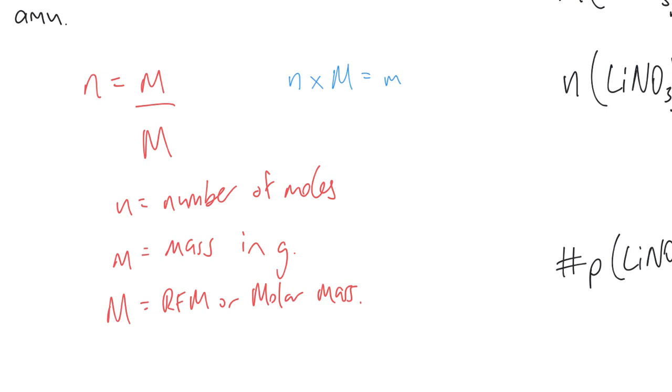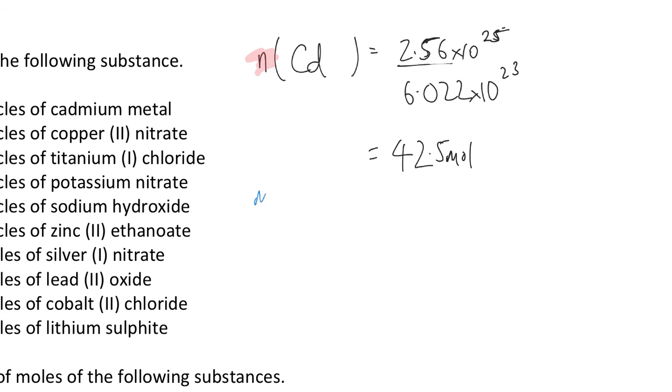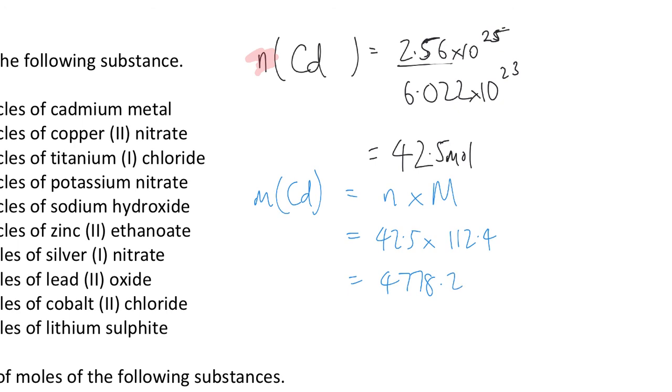So if I use that equation, I'm looking at working out the mass of cadmium, which is equal to the number of moles times its molar mass. So 42.5 times the molar mass of cadmium, which happens to be 112.4, and that gets me 4,778.2 grams, okay? 4 tons of the stuff. No, 4 kilos of the stuff. All right, so that's how you would do that one there.